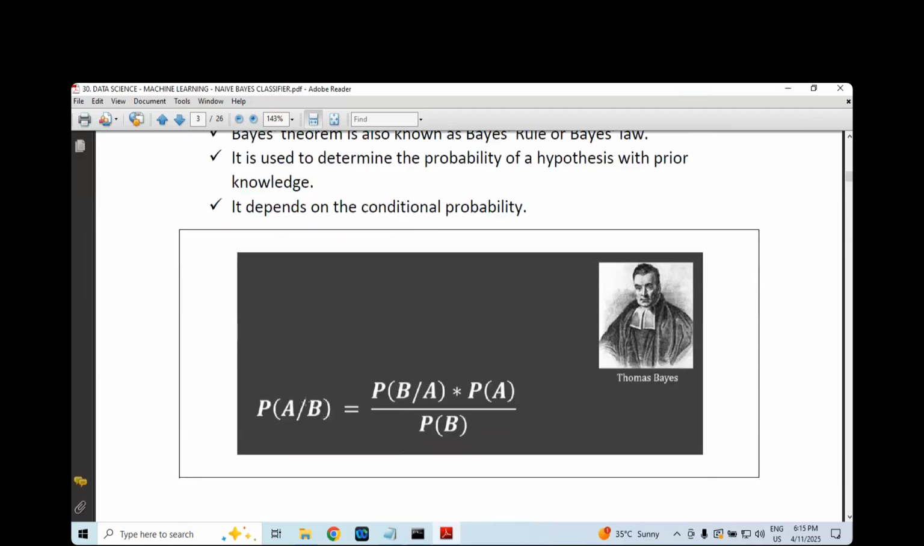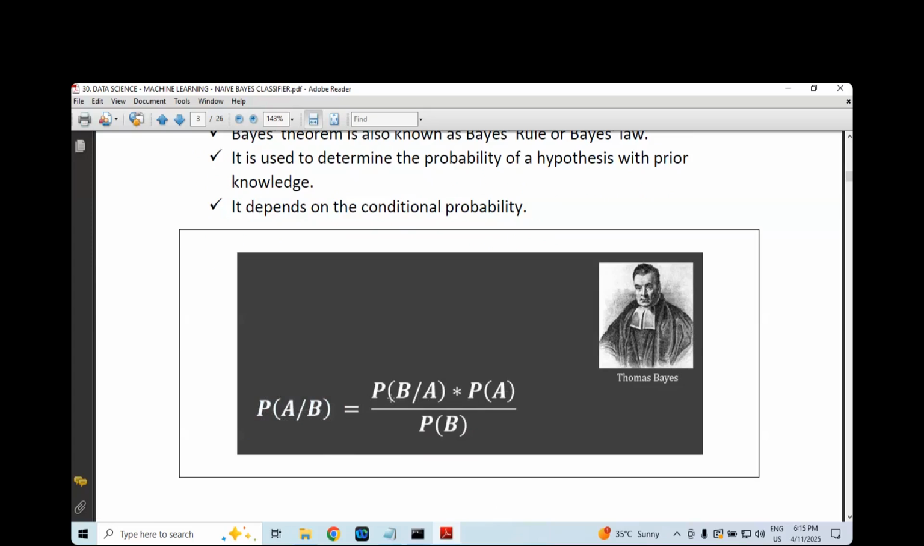This is the formula, sir. Imagine A of B. Then the formula will be P of A by B. P means probability. Let me use the regular terminology: P of B by A. You just have to make it reverse, P of B by A into P of A divided by P of B. Simple, sir.